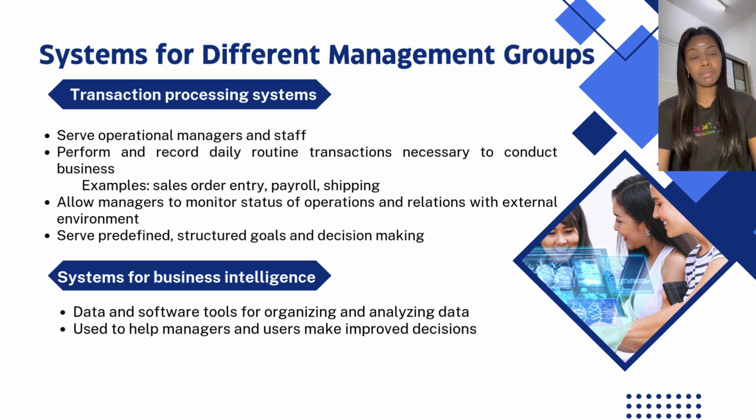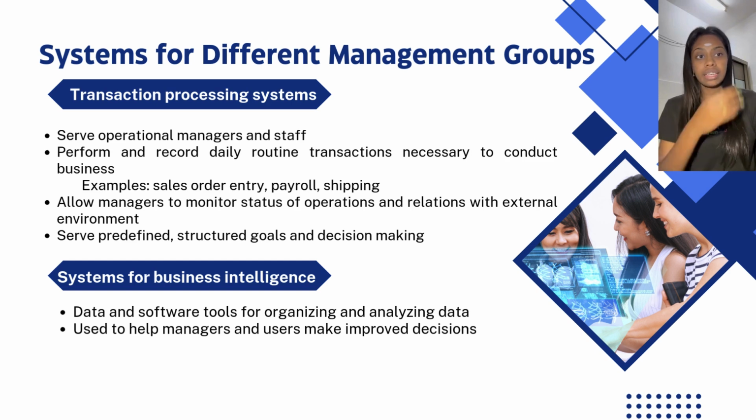Good day, my name is Tanisha and my matric number is CP220084. So today I'm going to talk about systems for different management groups. Systems for different management groups refer to various types of information systems designed to cater to the specific needs and responsibilities of different management levels within an organization.